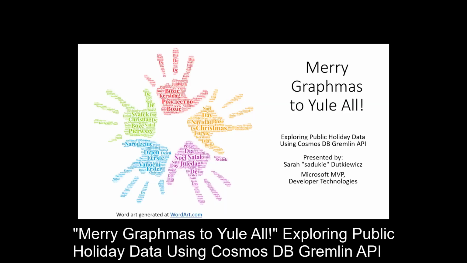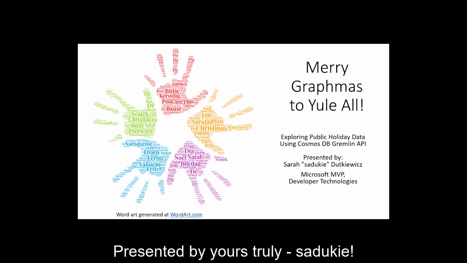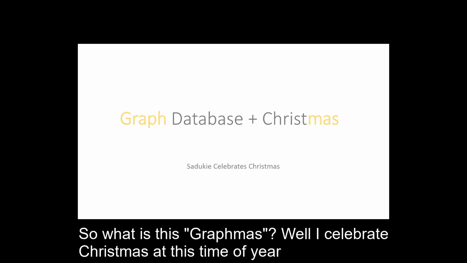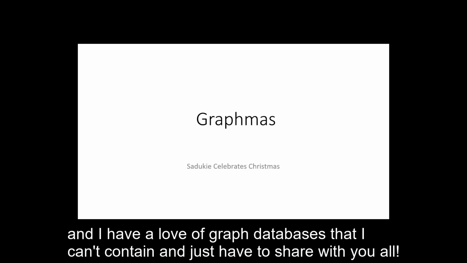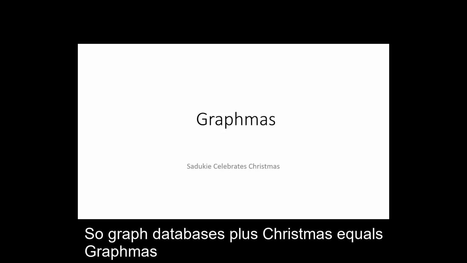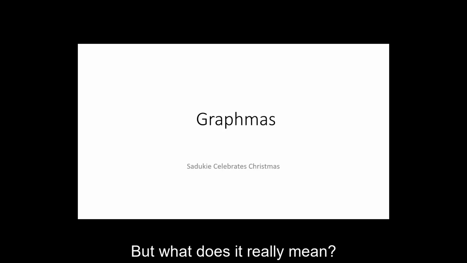Merry Graphmas to you all, exploring public holiday data using Cosmos DB Gremlin API, presenting by yours truly, Sadukie. So what is this Graphmas? Well, I celebrate Christmas at this time of year, and I have a love of graph databases that I can't contain and I just have to share with you all. So graph databases plus Christmas equals Graphmas. But what does it really mean?